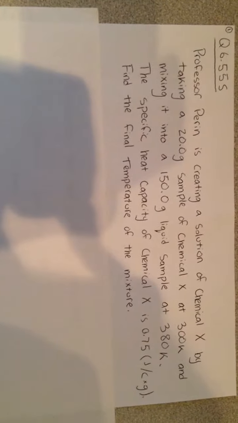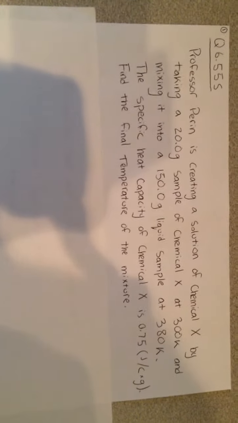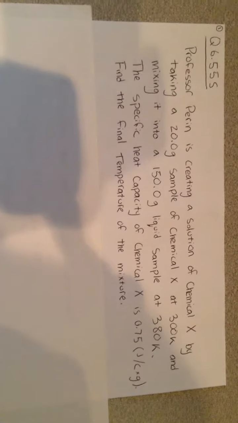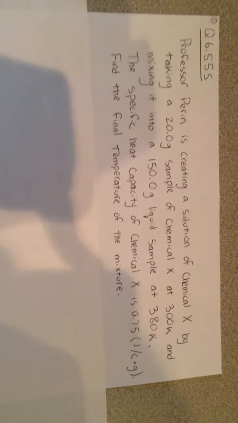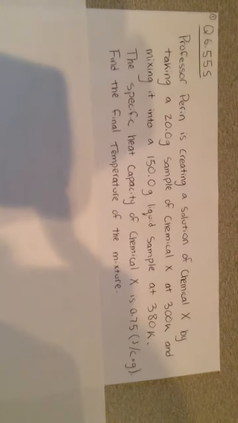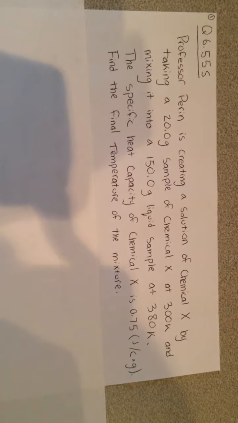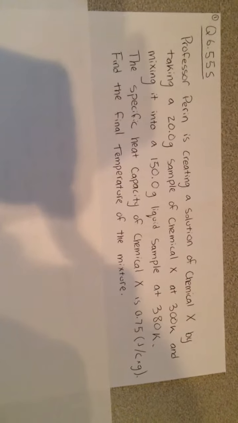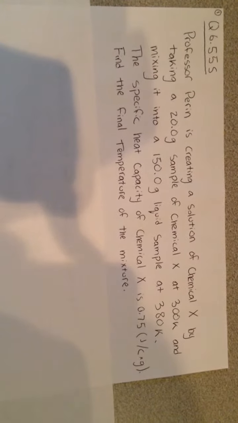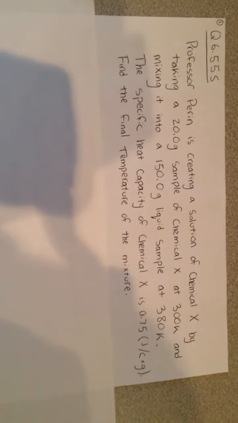Okay, so today we're going to be looking at question 6.55S in the Chemwiki, which states that Professor Perrin is creating a solution of chemical X by taking a 20-gram sample of chemical X at 300 K and mixing it into a 150-gram liquid sample at 380 K. The specific heat capacity of chemical X is 0.75 J over C times G. Find the final temperature of the mixture.